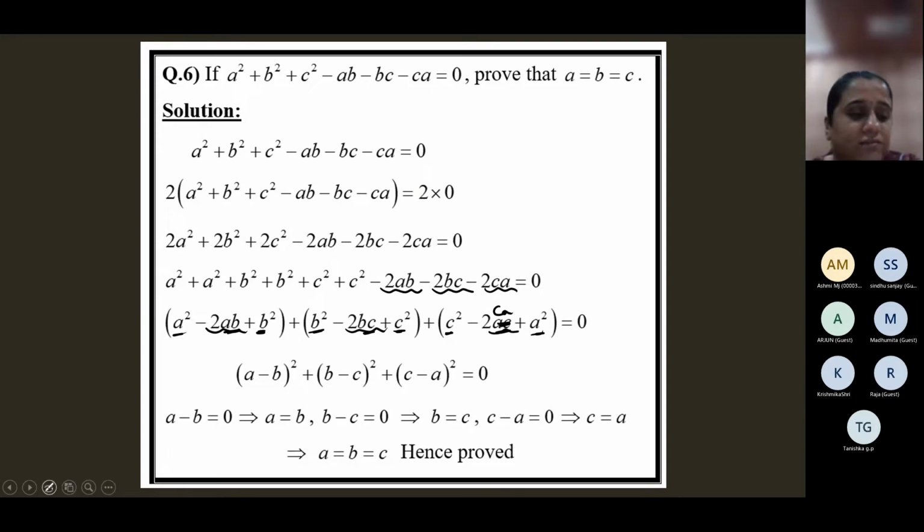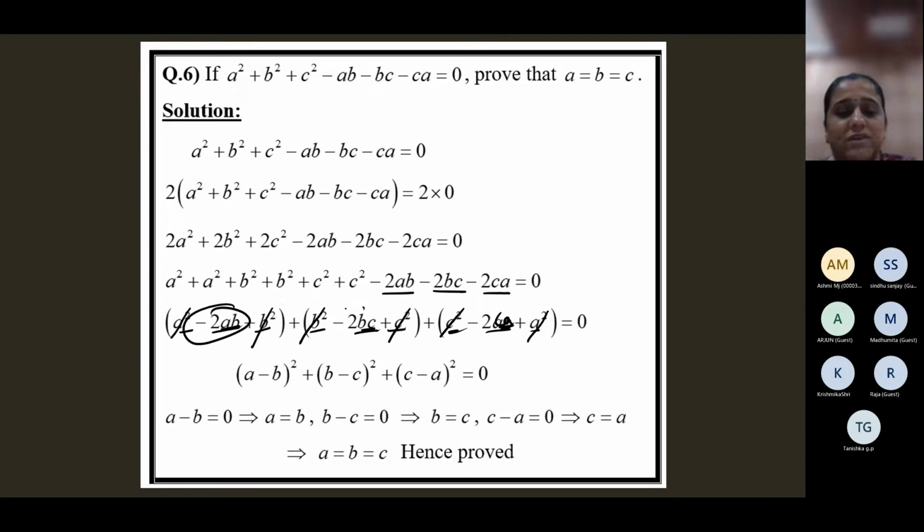Minus 2ab, minus 2bc, minus 2ca. Now since it's ab, take an a square and b square here. For bc, b square and c square. For ca, c square and a square. Like that you've used the two a squares: one a square here and one a square here. One b square here and one b square here. One c square here and one c square here. And then minus 2ab, minus 2bc, minus 2ca.